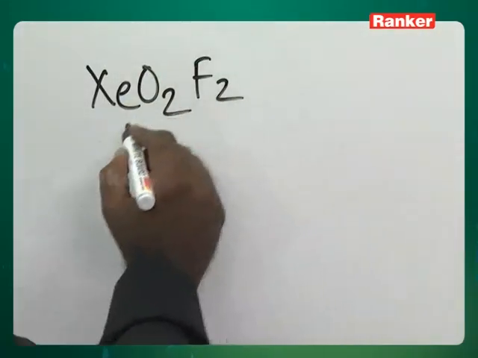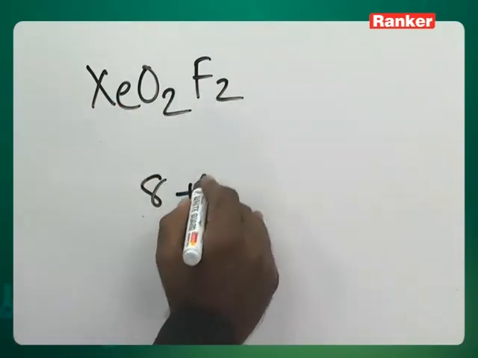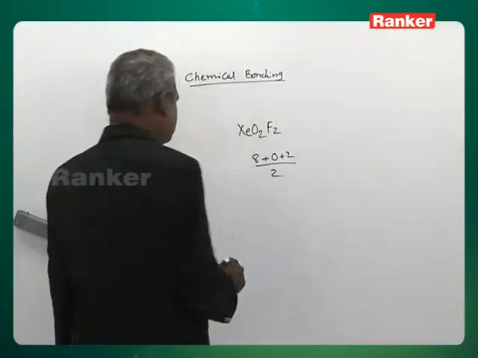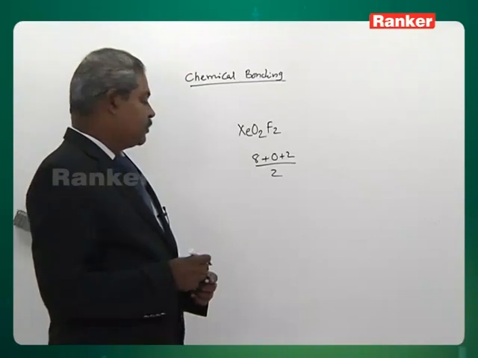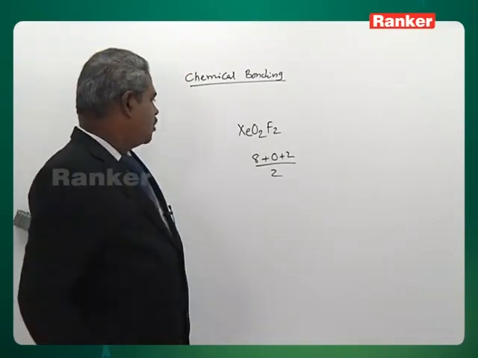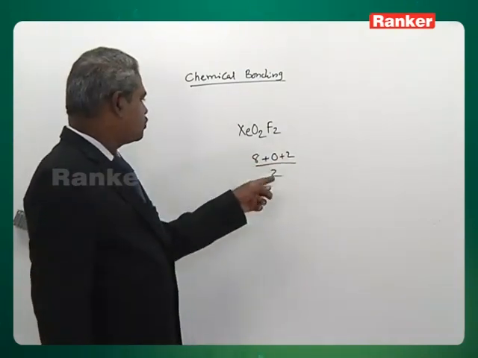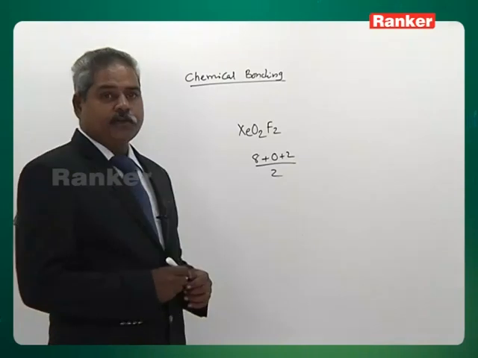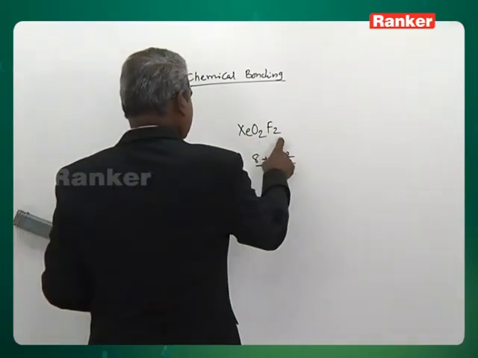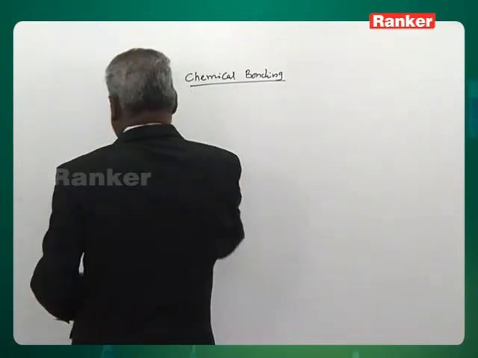XeO2F2. 8 plus 0 plus 2 by 2. What is this 8 plus 0 plus 2 by 2? Xenon has 8 valence electrons. Oxygens are not considered. So, 8 plus 0 plus 2 by 2, 10 by 2, which happens to be 5, sp3d. So, how to find hybridization?